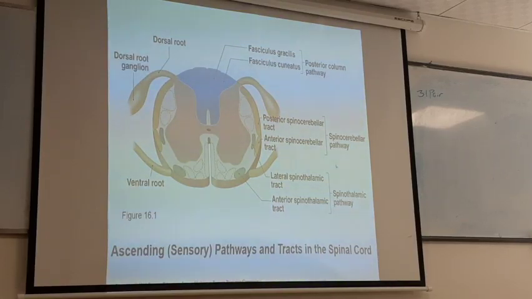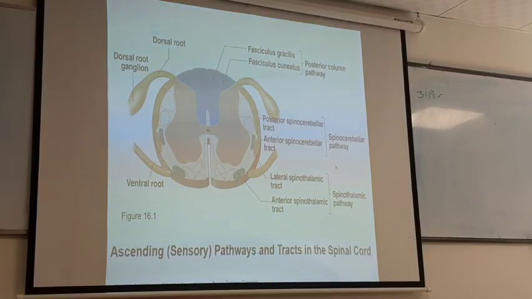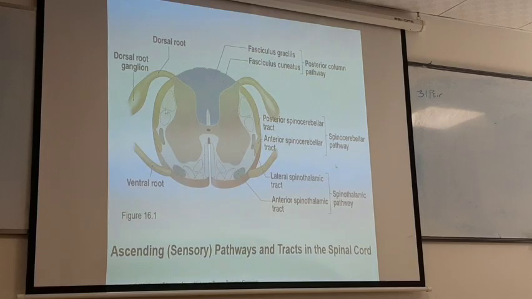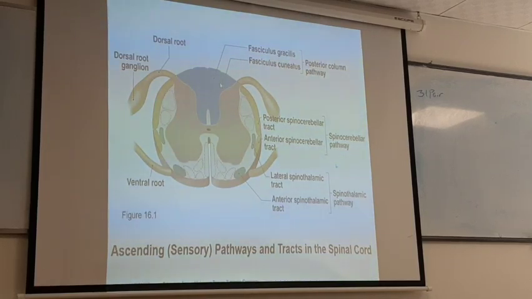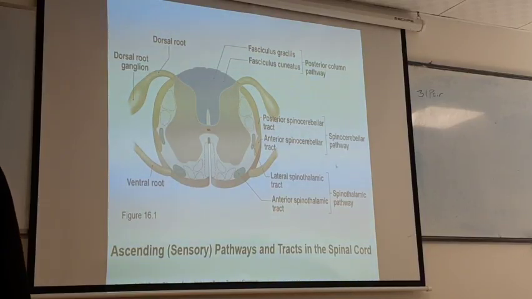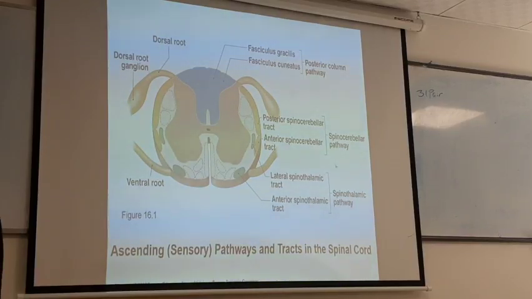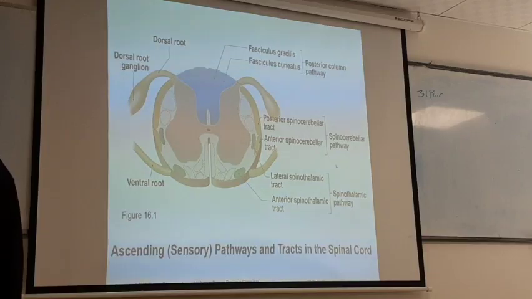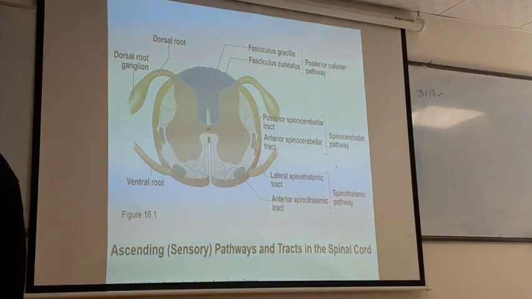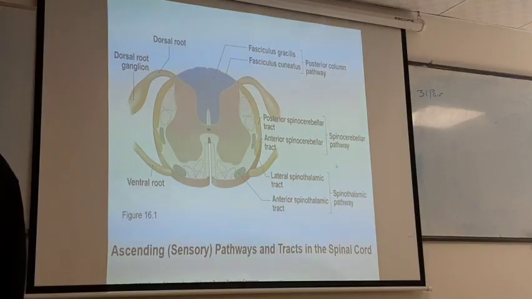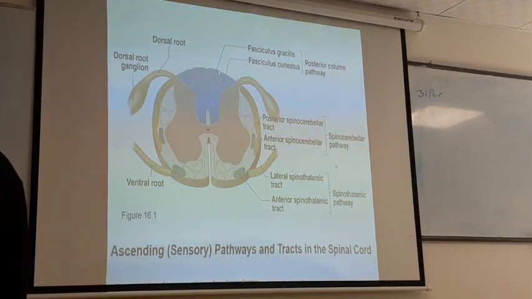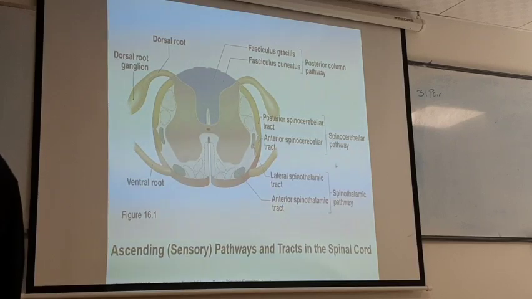In the white matter, we have tracts. For example, gracilis and cuneatus, for proprioceptive sense. Gracilis for the lower limb, cuneatus for the upper limb.